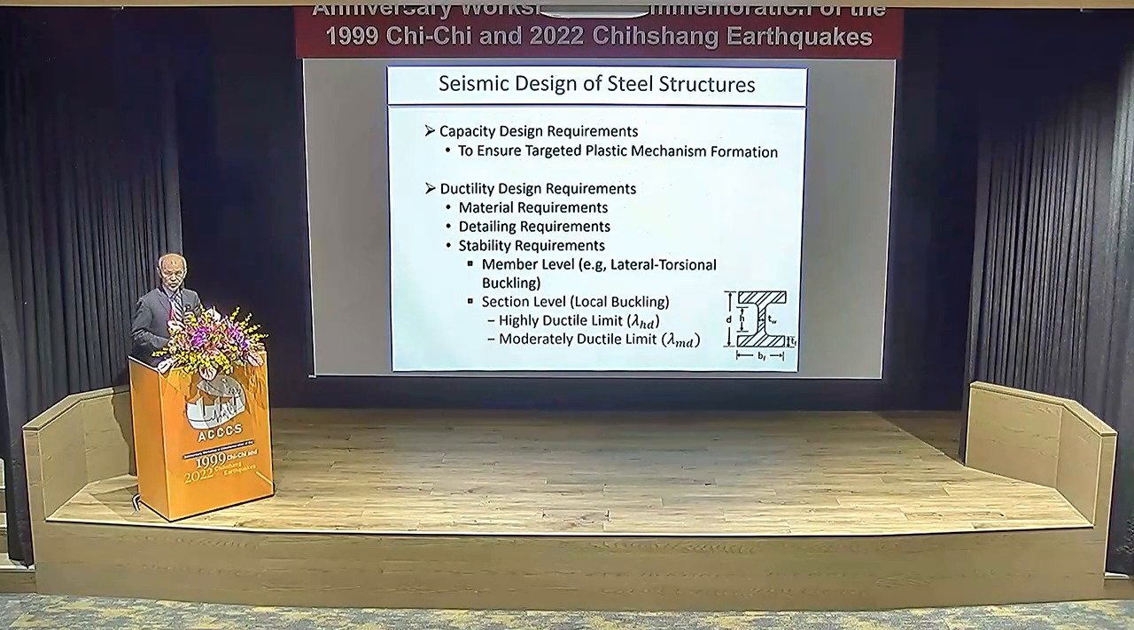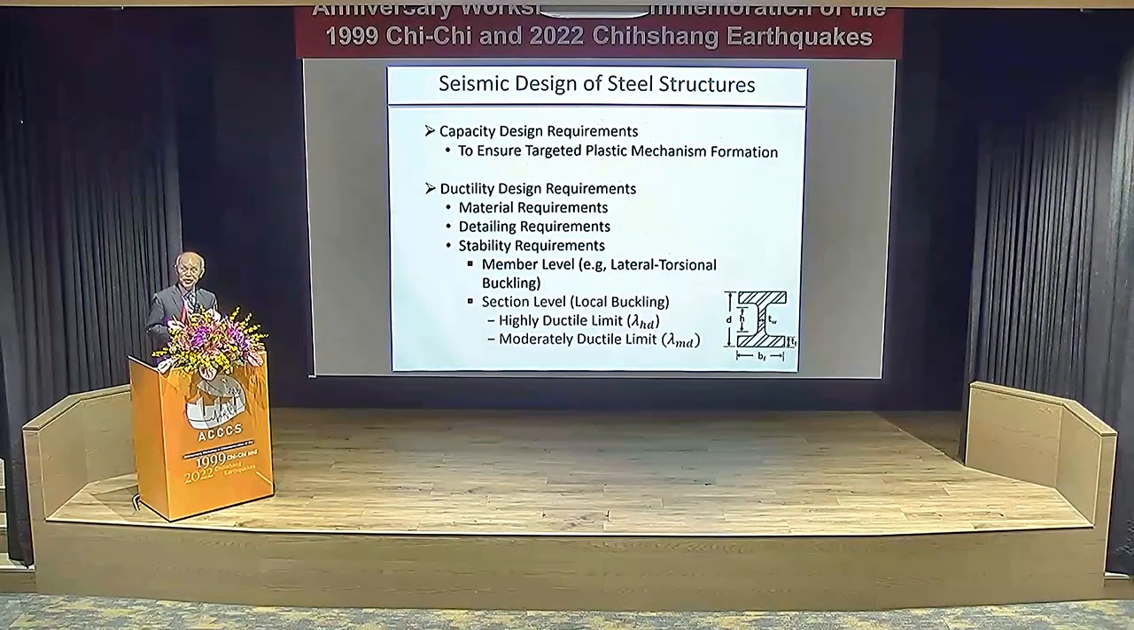Just like all the other building codes, the AISC seismic provisions are getting thicker and thicker, as we know. Even though the AISC 341 is getting thicker and thicker, in general we can say all the design requirements can be grouped into two categories. One is the capacity design requirement, and the other one is the ductility requirement.